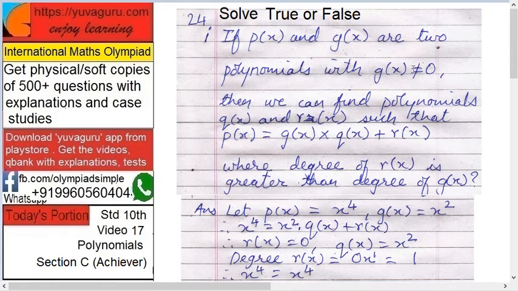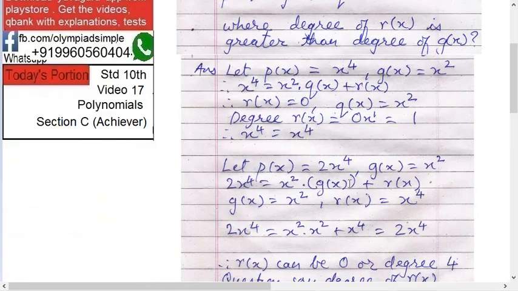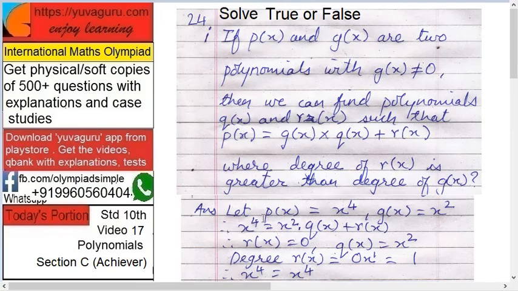Let's see that. Now this is trial and error. We have to go on assuming and assuming. Let p(x) equals x^4. G(x) equals x^2. Now x^4 equals x^2 into q(x) plus r(x). Okay. Then what? Now see this. X^4 on left side, and on the right side x^2 into, now what can q(x) be? Q(x) can be maximum x^2. Why? Because if it is x^3, then it becomes x^5, which is greater than x^4, so it is not possible. So q(x) can be maximum x^2.